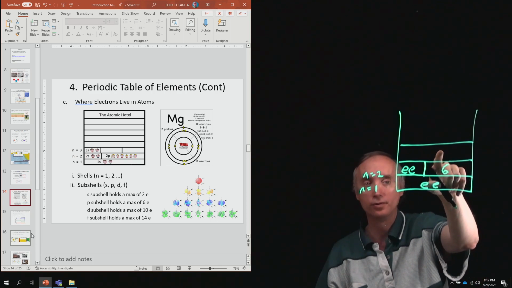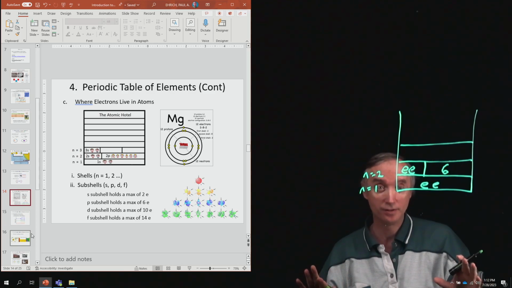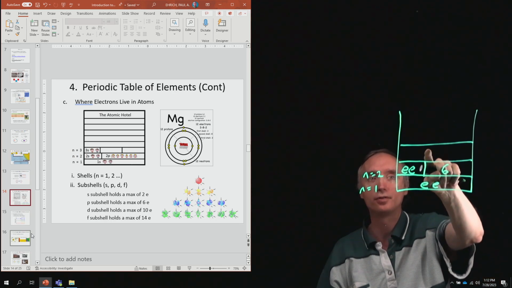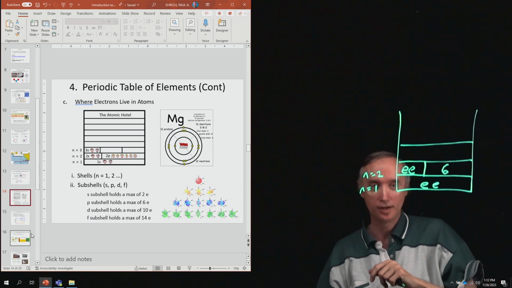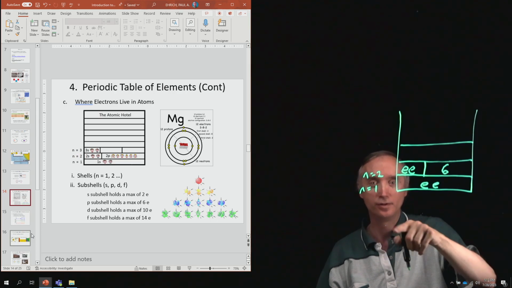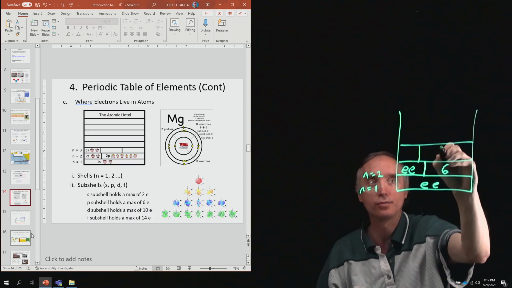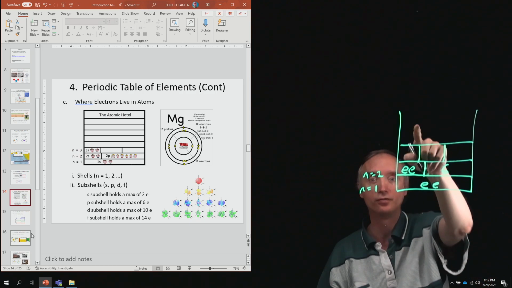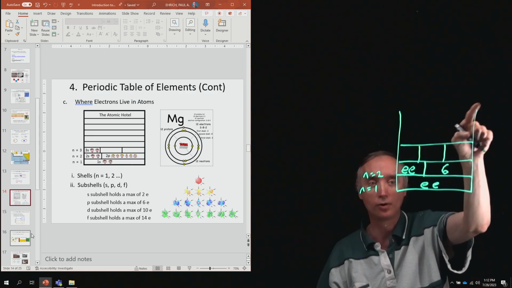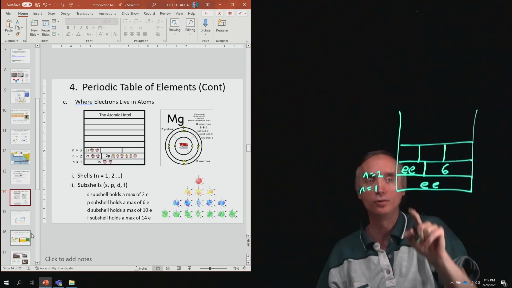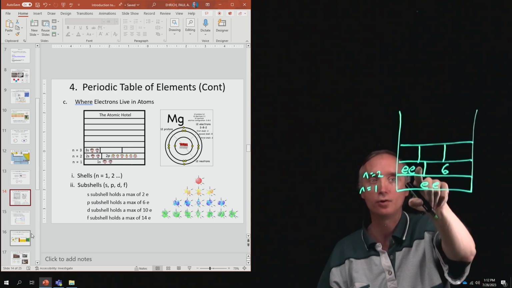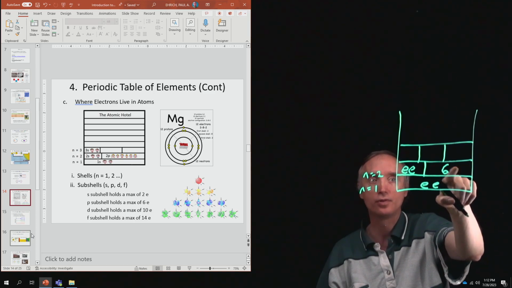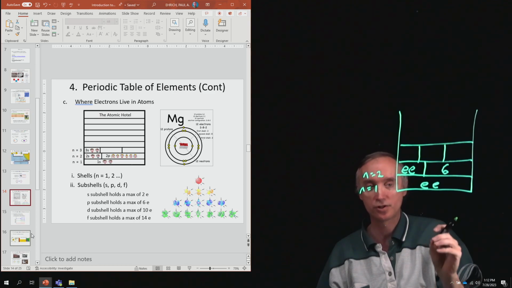Then when you go to the third floor, which we don't care about, this isn't chemistry, so don't worry about it. But if you go to the third floor, do you want to make a guess how many rooms you would have? Well, it's in the picture there. You'd have 3 rooms on the third floor, and if you went to the fourth floor, you'd have 4 rooms. But we're only concerned about the rooms that can hold 2 and the rooms that can hold 6.